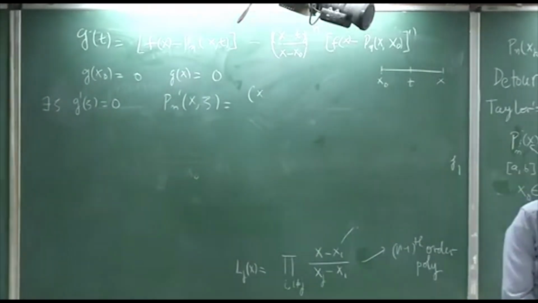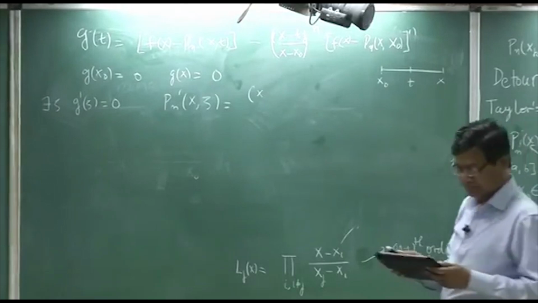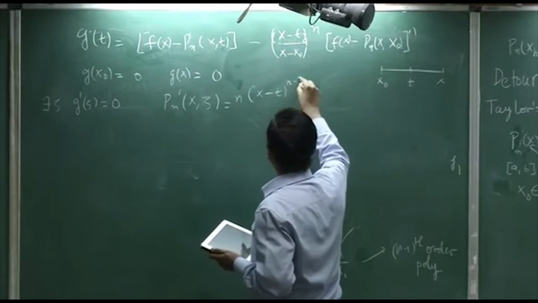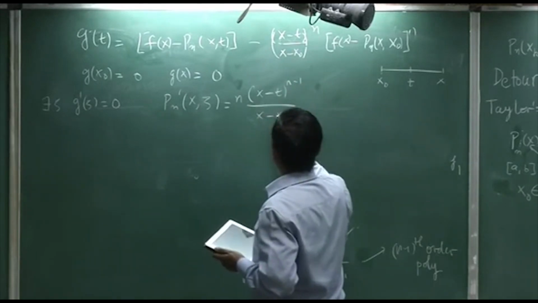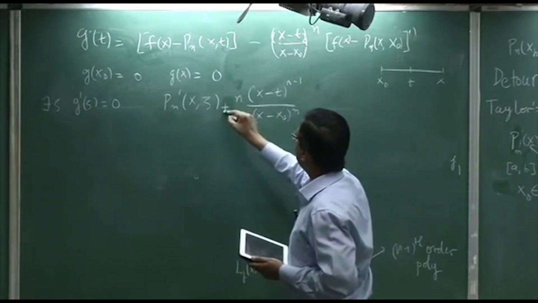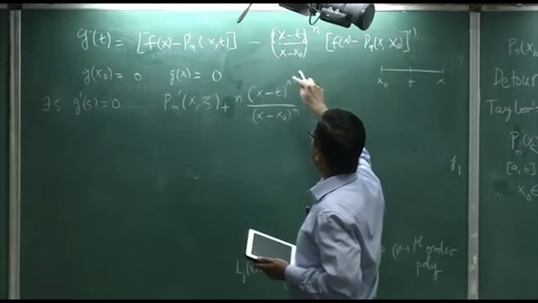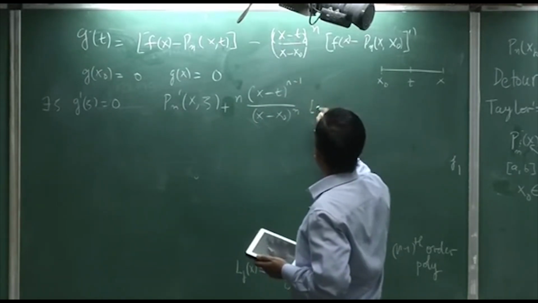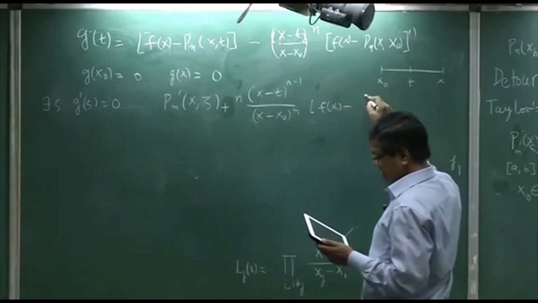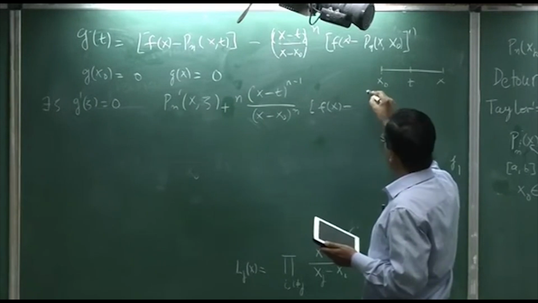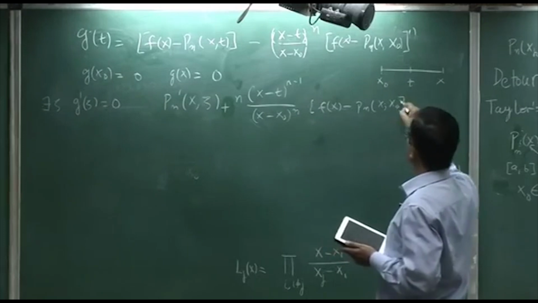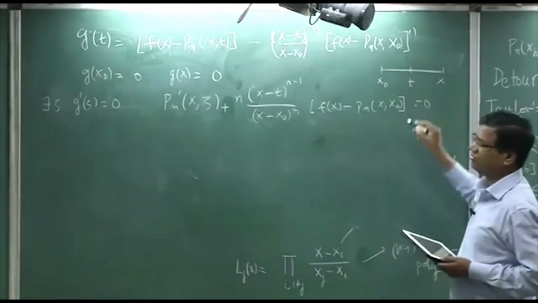So, that will be n times x minus t to the n minus 1 divided by x minus x 0 to the power n. Actually, let us put this plus sign here. So, this minus minus gives you plus. So, f x, so nothing happens to this, no, p n x comma x 0, this is equal to 0.